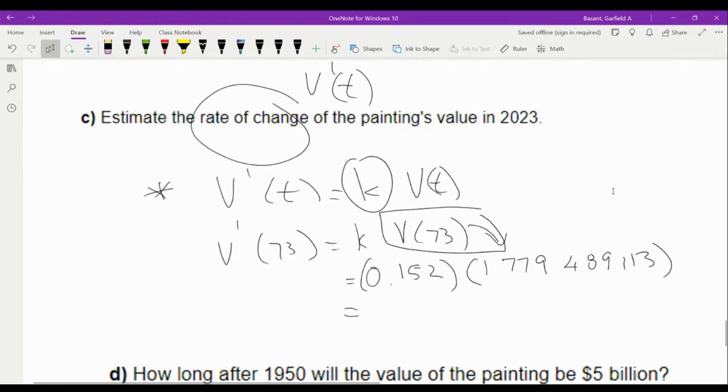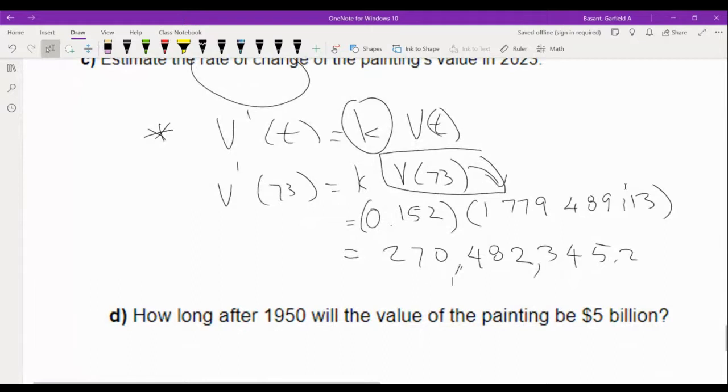Okay, thank you. You're welcome. And we got 270,482,345.2, assuming that all these numbers are right. Well, the process is right. So what is this saying? 73 years after the painting was done, it's changing at a rate of $270 million per year. So every year, the value of this painting goes up $270 million. That is ridiculous.